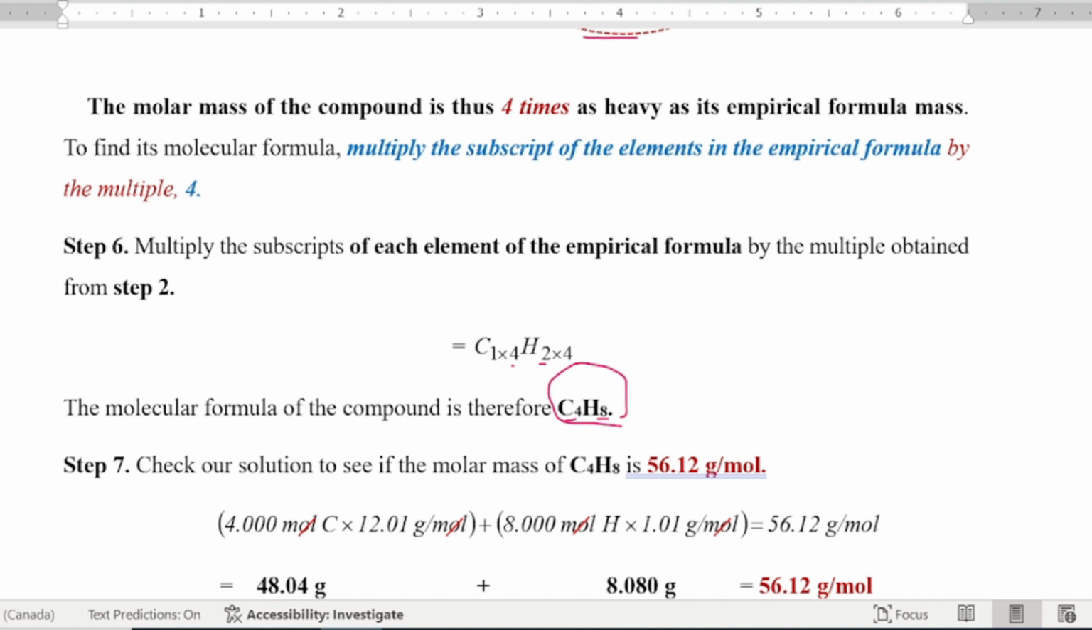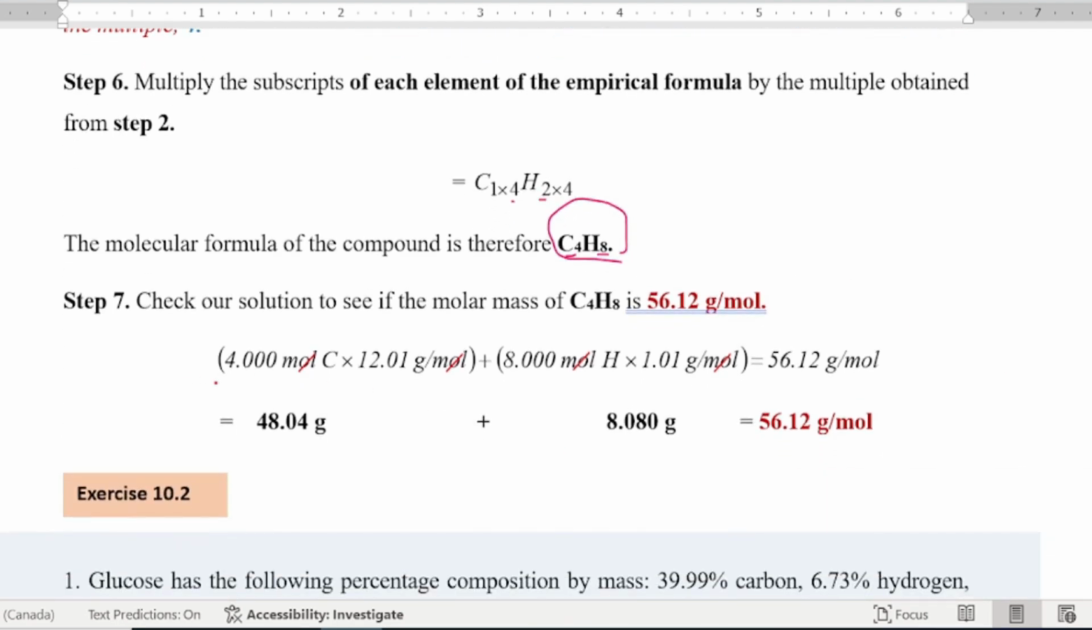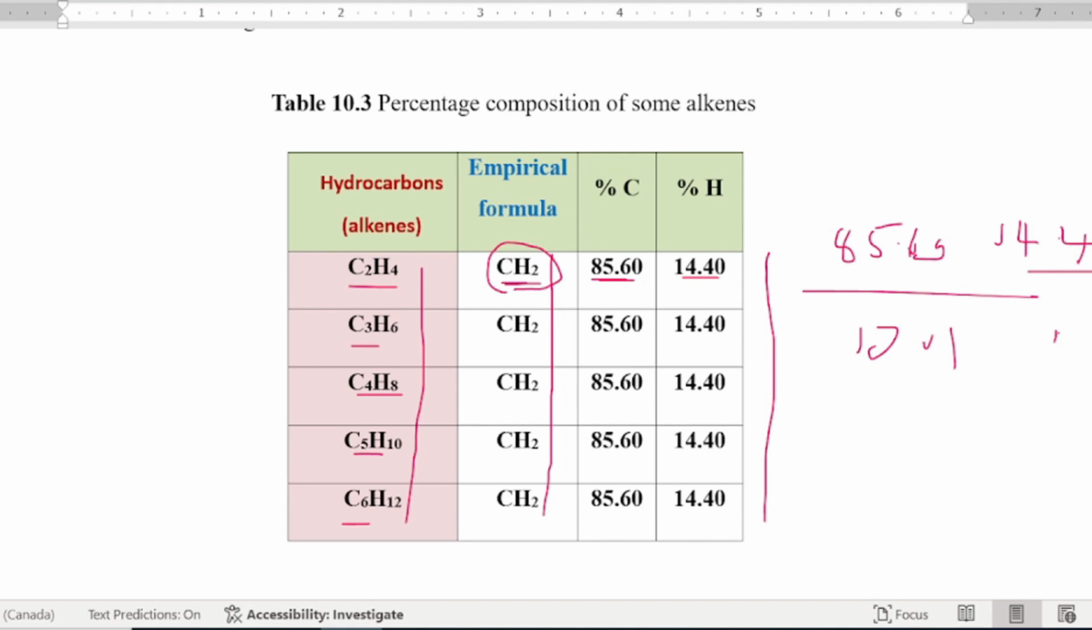You want to check it out? See if this weighs exactly what you're given. You have 4 moles of carbon, that means molar mass, it's just this. Alright? You have 8 moles of hydrogen, which is this. When you add all these up, you end up with this. So quick review. Here you're seeing, from this table here, a number of compounds are having the same empirical formula.